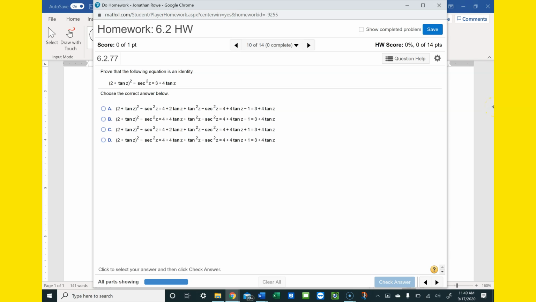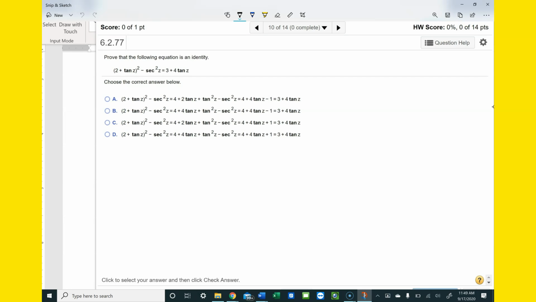All right, I'm looking at number 10 now. I'm looking at the left side. It looks like the more complicated side. And I'm thinking that maybe I will want to go ahead and square that expression by multiplying that expression with itself, distributing it with itself. So that's going to be 2 plus tan times 2 plus tan. So that's going to be 4 plus 2 tan plus another 2 tan, so plus 4 tan plus tan squared minus secant squared equals, okay, so let's see what happens with that.